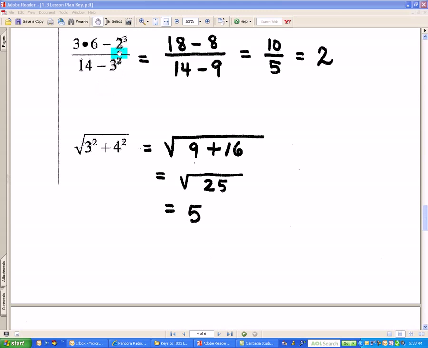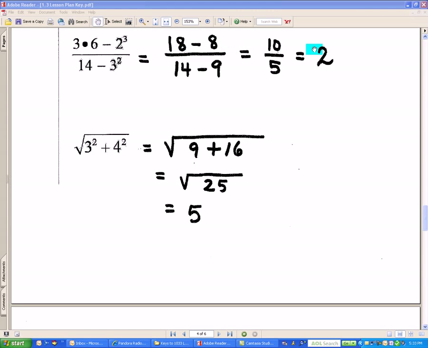So in this particular problem, 2 to the third becomes 8. Notice I did that first. 3 to the second becomes 9. Now the next part of the problem that I would do, 3 times 6 is 18. And then we're going to finish the problem by doing what the numerator and denominator now say.